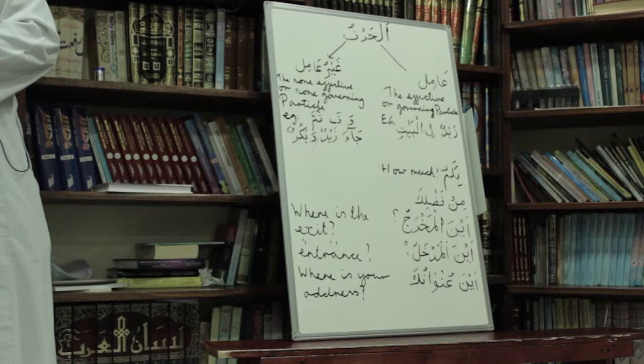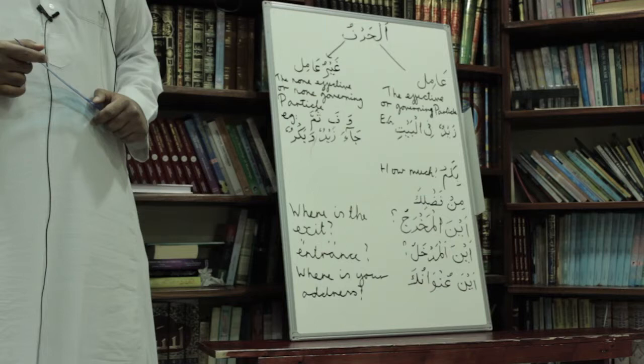So how do we identify when the wow is the amil or the ghairu amil? Again, it all depends on the context of use. Once you familiarize yourself with these, you will know straight away in what context it is being used. If you just take wow by itself, then you won't know. But if you look at what's before it and what's after it, what the sentence and the topic are all about, you will know what he's talking about.